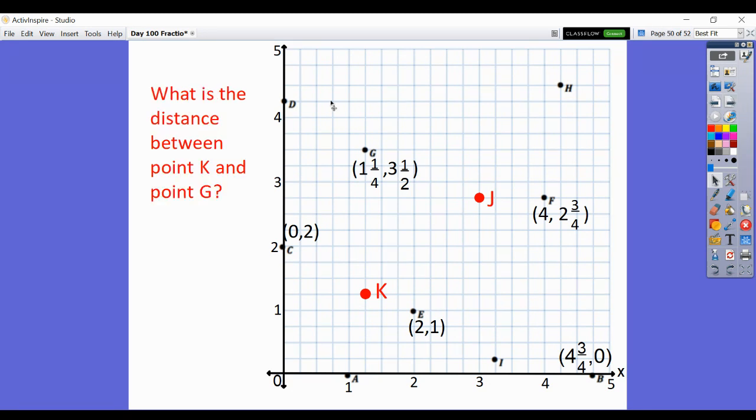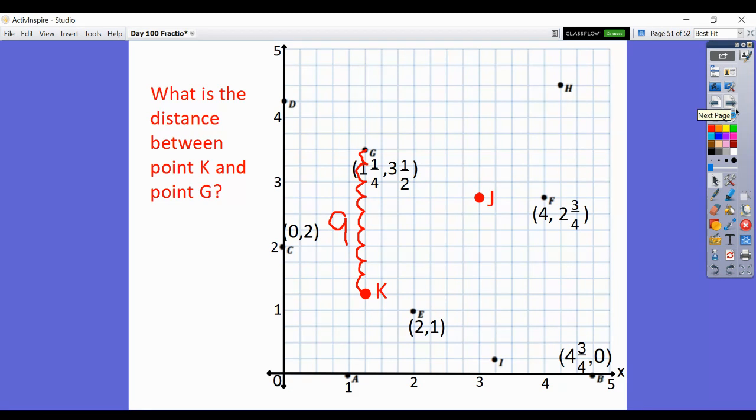What is the distance between point K and point G? Well, here's K and here's G. Let's count the units. 1, 2, 3, 4, 5, 6, 7, 8, 9. 9. And they've graphically shown it there for you as well. 9 units.